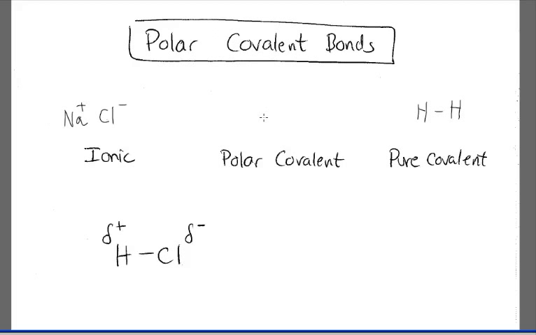But there are cases in between, where you have something intermediate between complete sharing and complete transferring of electrons. We call those polar covalent bonds, and HCl is an example. The electrons are not shared equally. They are shared, but they're not shared equally. And we have a couple of ways that we designate that.